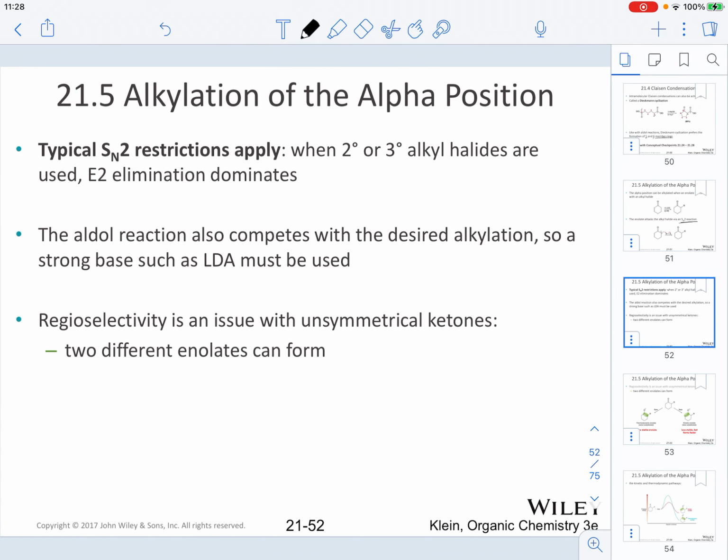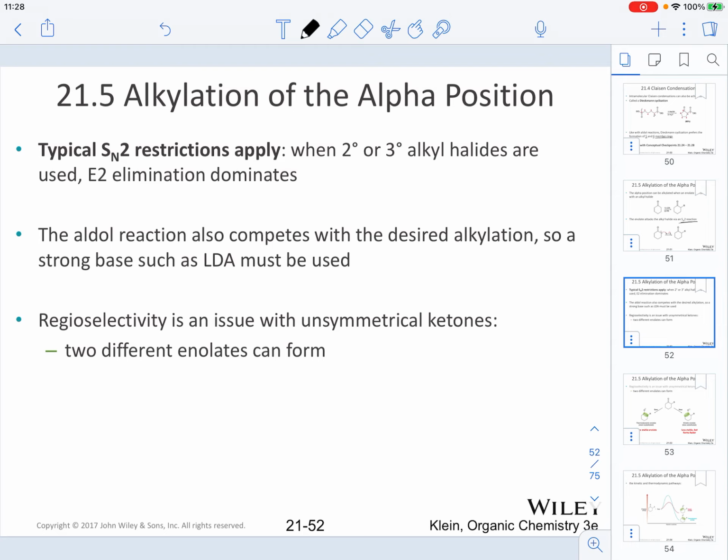Now, remember from first semester, whenever we have SN2 reactions, we always have a little bit of restrictions that we have to keep in mind. Typically, SN2 reactions apply when we have primary or methyl alkyl halides. But then remember that at times, as you guys learned previously, E2 eliminations are going to dominate. So in the Aldol reaction, it also competes with the desired alkylation. So a strong base such as LDA must be used in order to form that enolate.